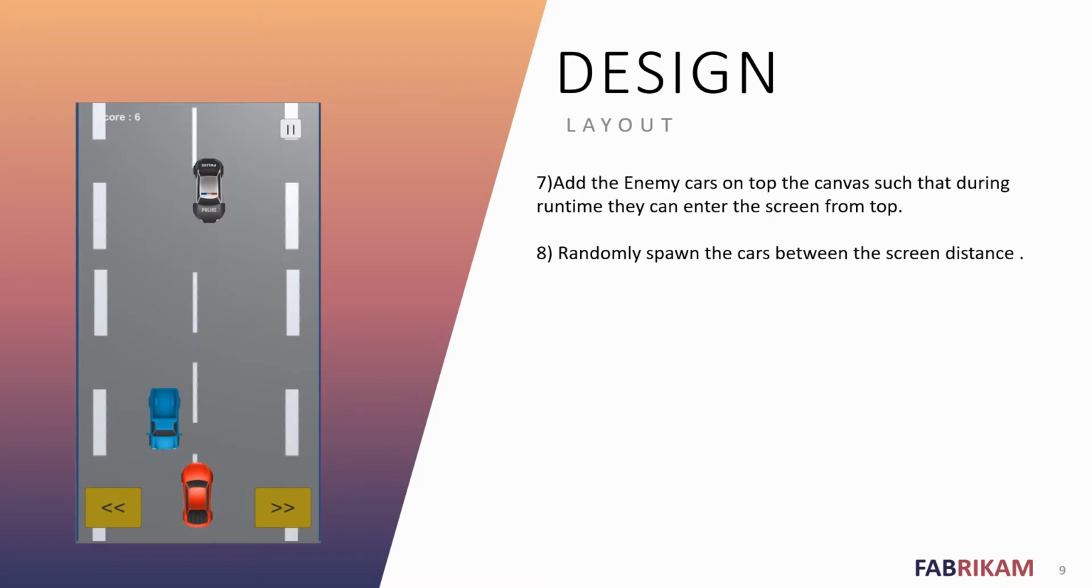add the enemy cars on top of the canvas such that during runtime they are spawned between the edge of the screen, and it looks like as if the enemy cars are coming ahead of the user. And we would also randomly spawn the cars between the screen distance.